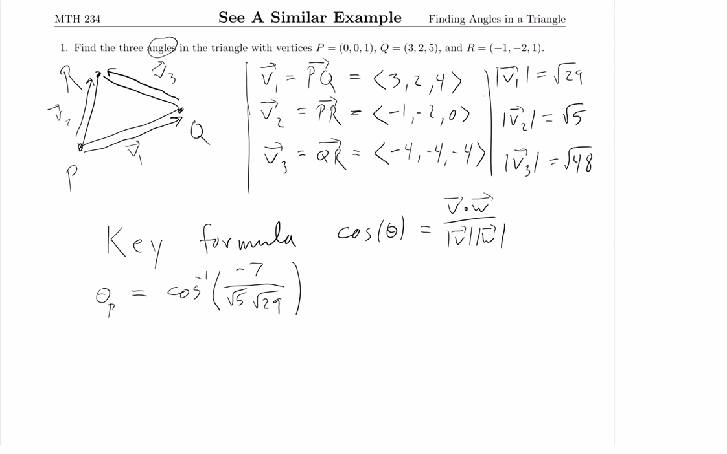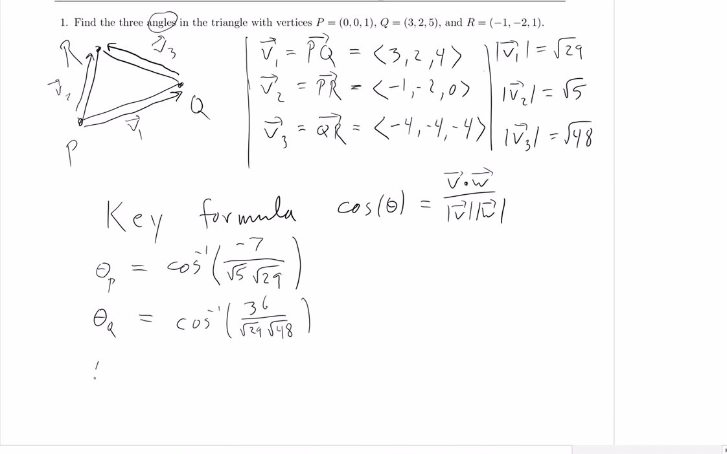And then we just use the same formula for the other 2 angles. So now if we want the angle at Q, which I'll call theta Q, this is the angle between the vectors minus V1 and V3. Because you see V1 points in the wrong direction. So we want to take the dot product of minus V1 and V3, which we can see from up here is going to give us 36. And then let's see, V1 and V3. The lengths are square root of 29 and square root of 48.